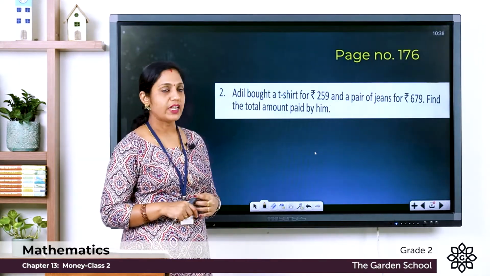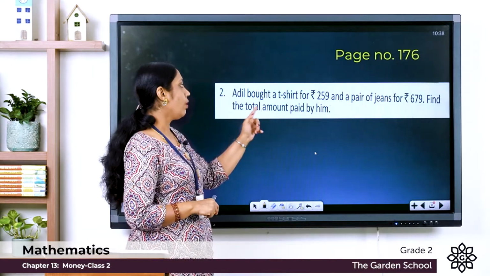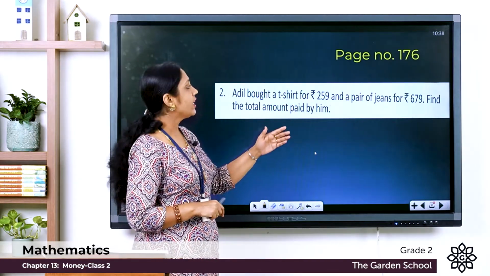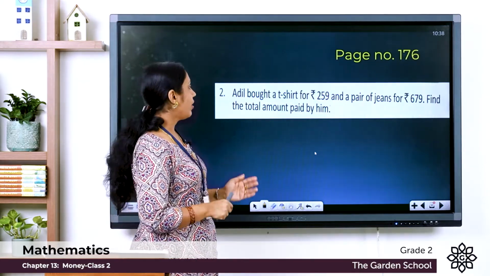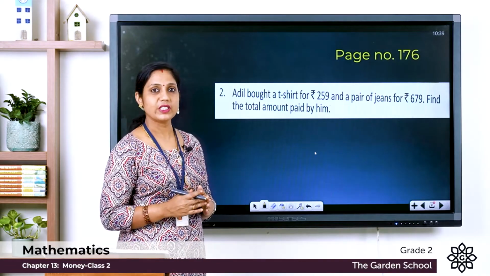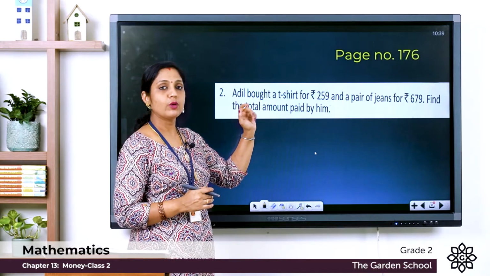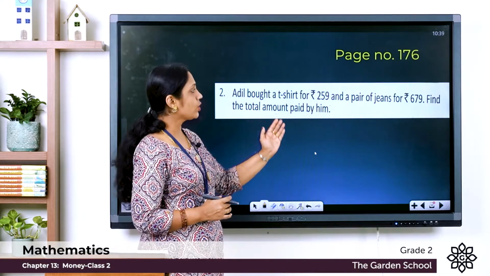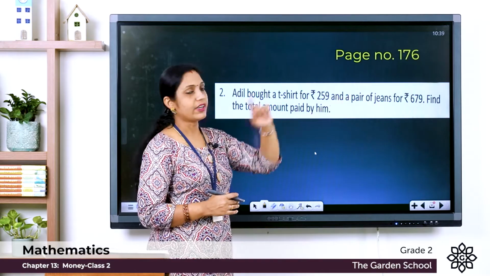Now on page number 176 itself, we have a question. So let's read that. Adil bought a t-shirt for rupees 259 and a pair of jeans for rupees 679. Find the total amount paid by him. So what do you understand from this question? Here Adil went to a shop. He bought a t-shirt. And what is the cost of it? It is rupees 259. And also he bought a pair of jeans, and the cost of it is rupees 679.